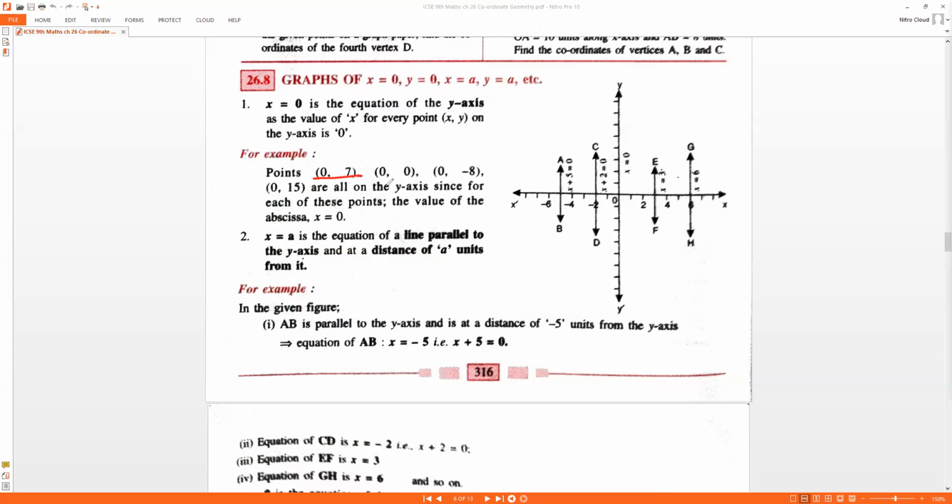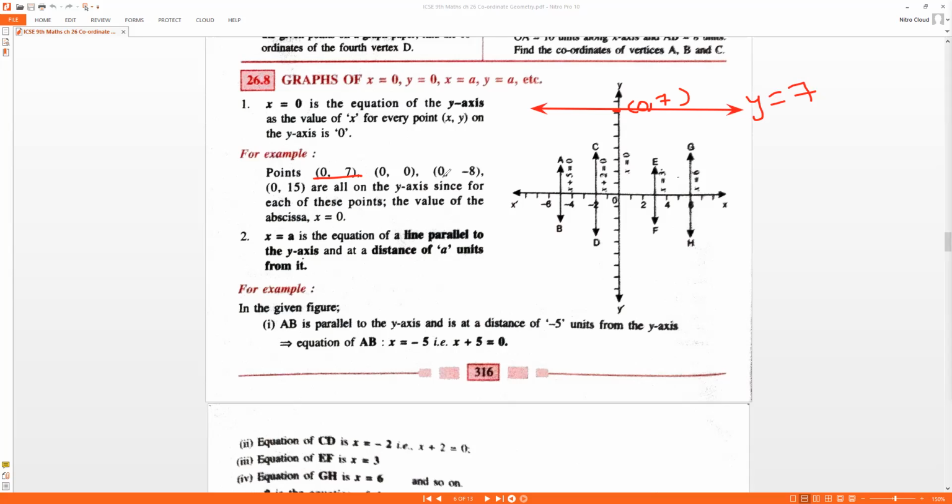Let us say we have a point (0, 7). Where will (0, 7) lie? On the y-axis, absolutely. So 1 2 3 4 5 6 7, somewhere here, right? If you draw a line parallel to the x-axis through this point, what will be its equation? Parallel to the x-axis, what will be its equation? y is equal to 7. Excellent.